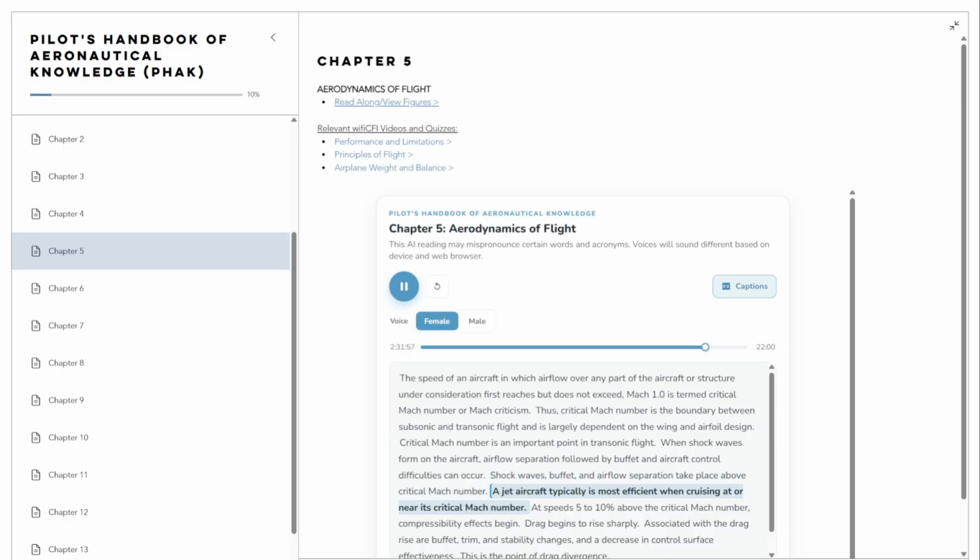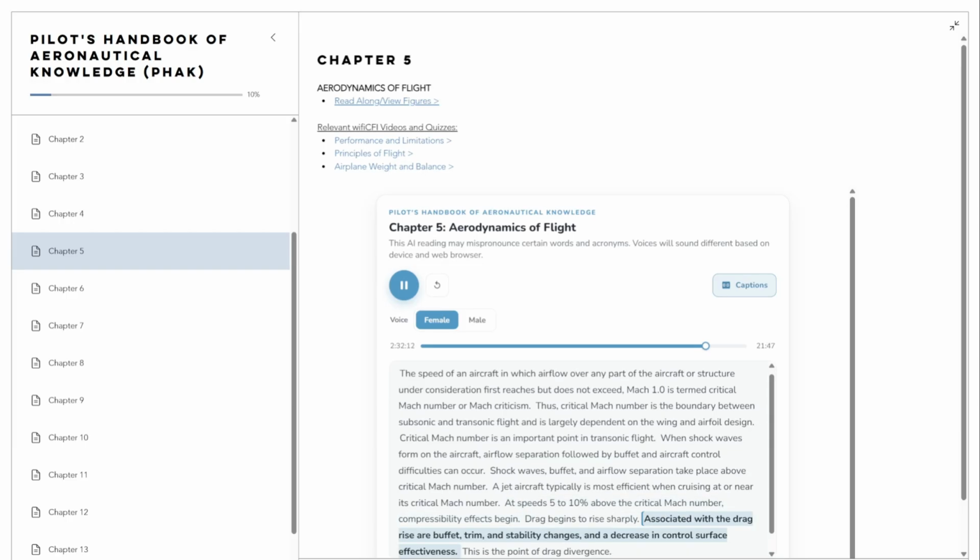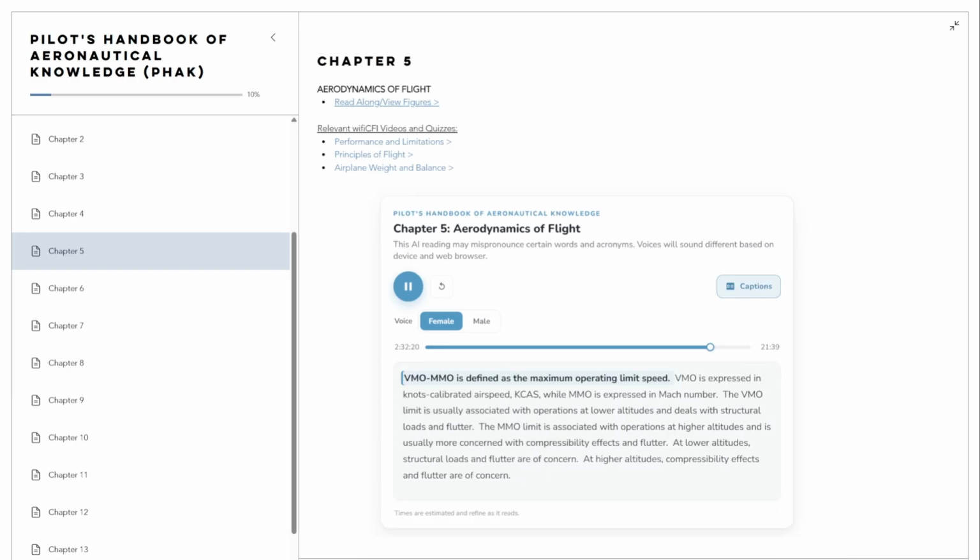A jet aircraft typically is most efficient when cruising at or near its critical Mach number. At speeds 5 to 10% above the critical Mach number, compressibility effects begin. Drag begins to rise sharply. Associated with the drag rise are buffet, trim, and stability changes, and a decrease in control surface effectiveness. This is the point of drag divergence.